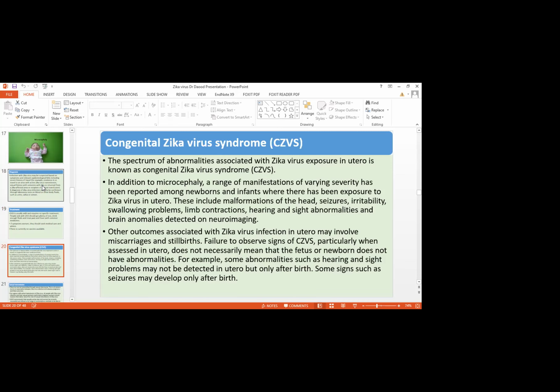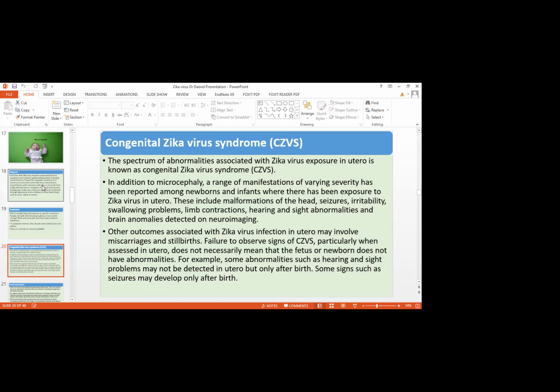Congenital virus syndrome, Zika virus syndrome. The spectrum of abnormalities along with Zika virus exposure in utero is known as congenital Zika virus syndrome. And as we discussed the microcephaly and Guillain-Barre syndrome, we will discuss a little bit more. In addition to microcephaly, a range of manifestations of varying severity has been reported among newborns and infants who have been exposed to Zika virus in utero.